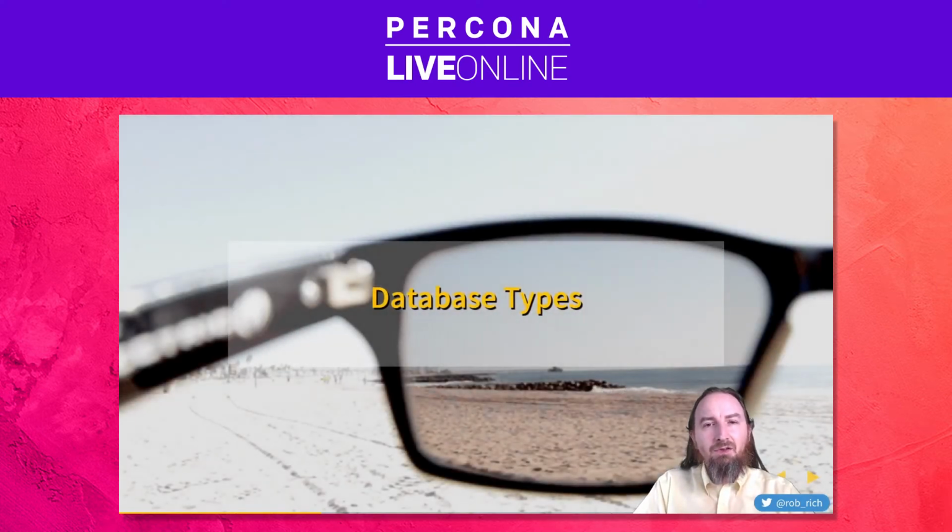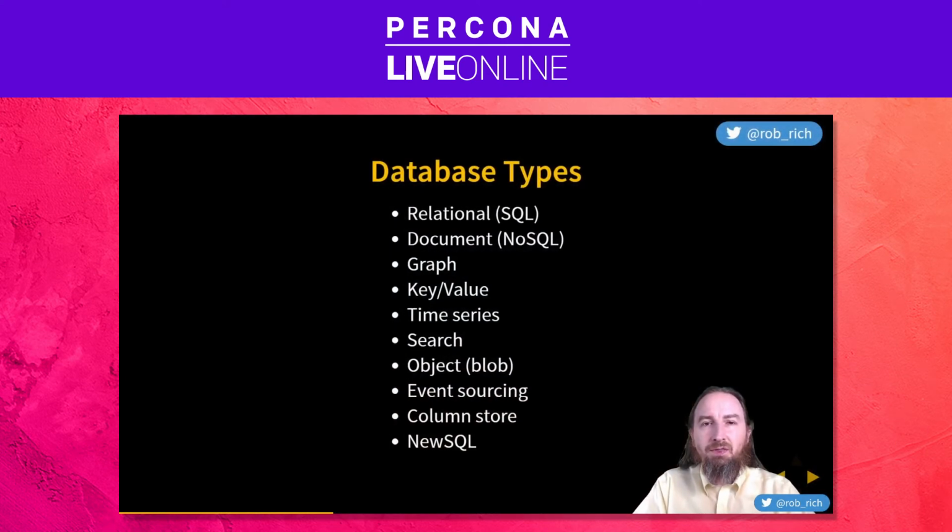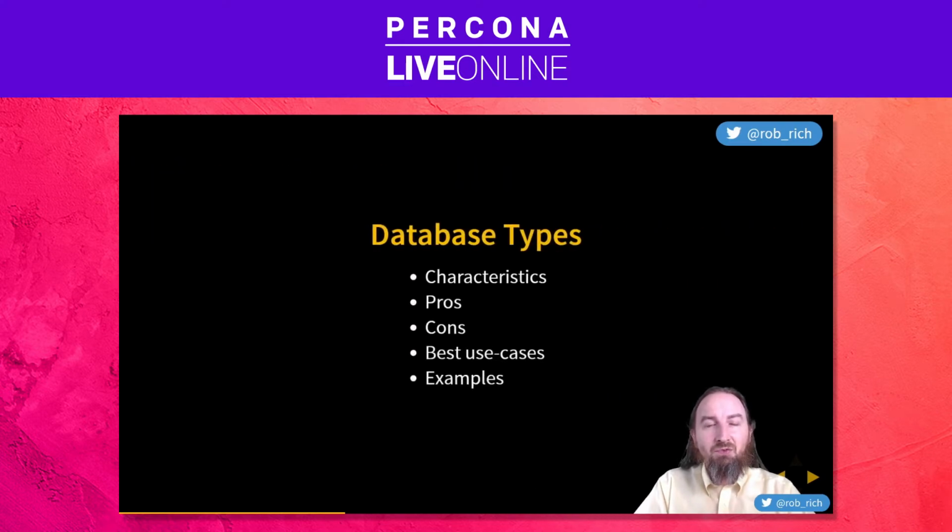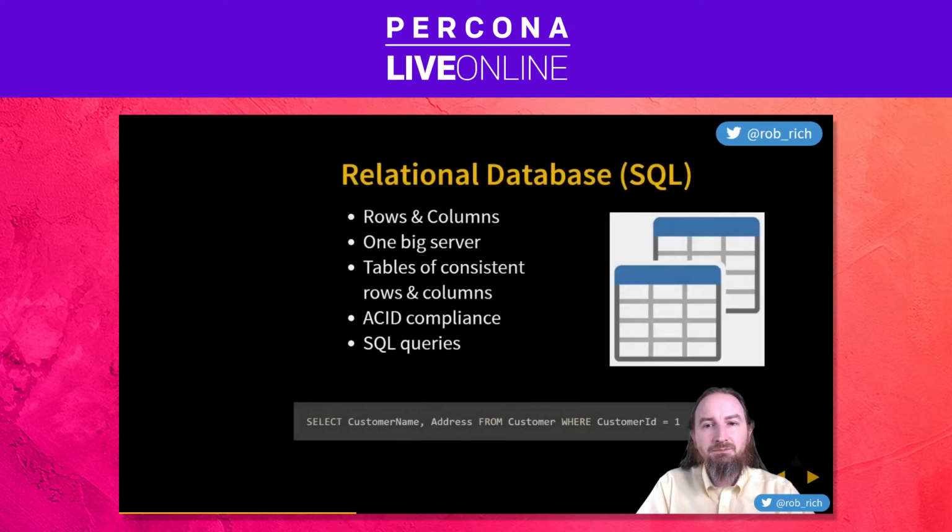Well, let's take a look at each of these database types and explore when we might choose each one. With each of these database types, we'll take a look at the pros and cons and identify scenarios where these are best used. Relational, document, graph, key value, time series. You might have heard of some of these. Search, object, event sourcing, column store, and NewSQL. I suspect NewSQL might be new to you, and that's wonderful. Let's dig in. With each one, we'll understand the characteristics of that database and when we might choose it.